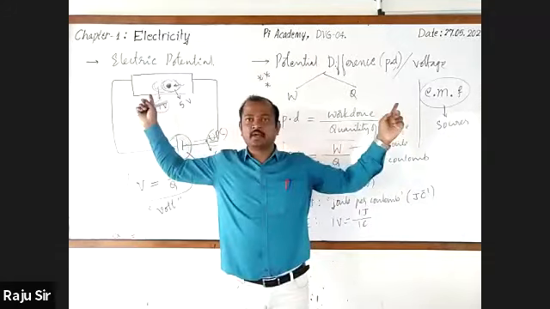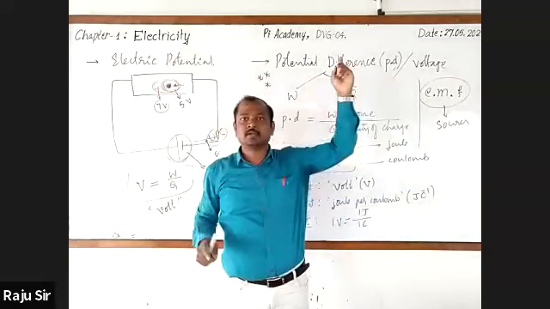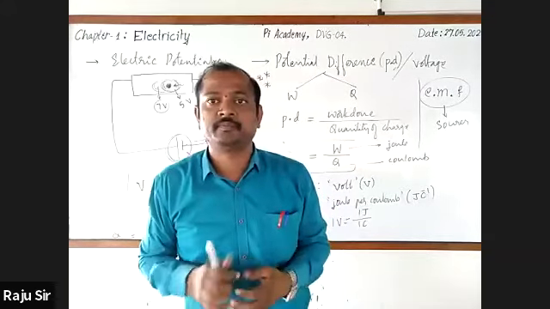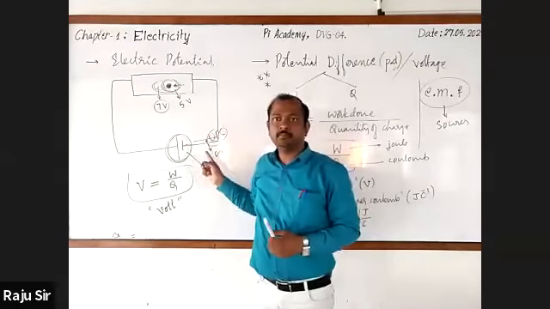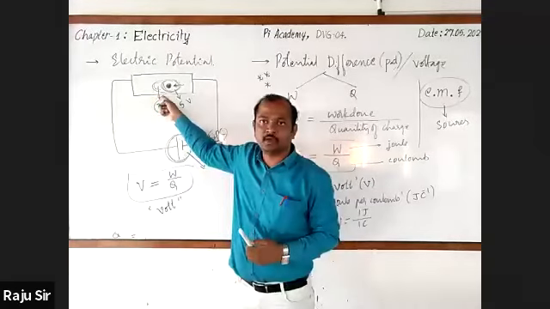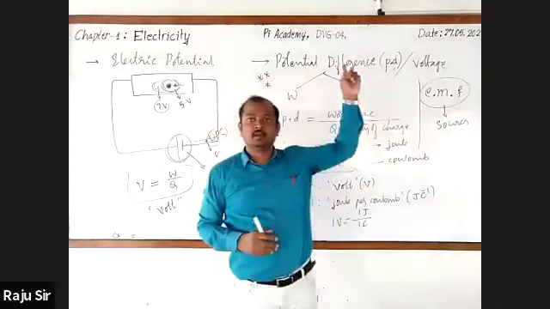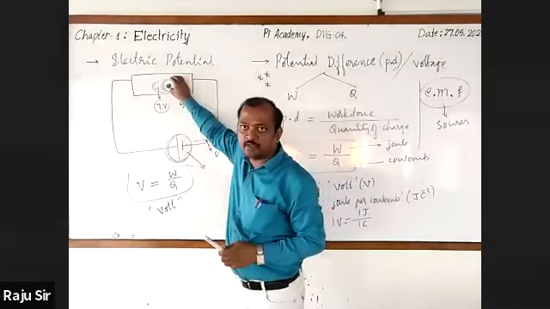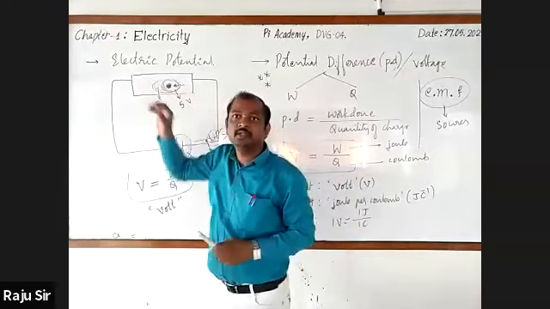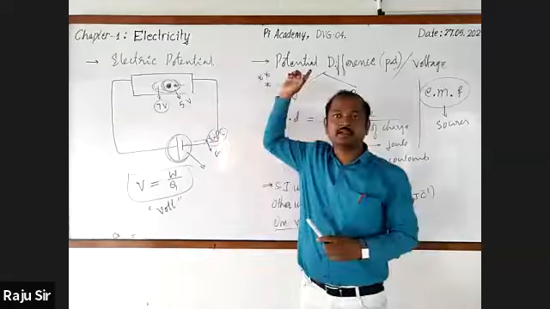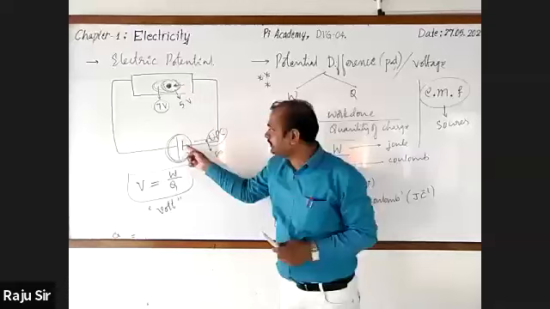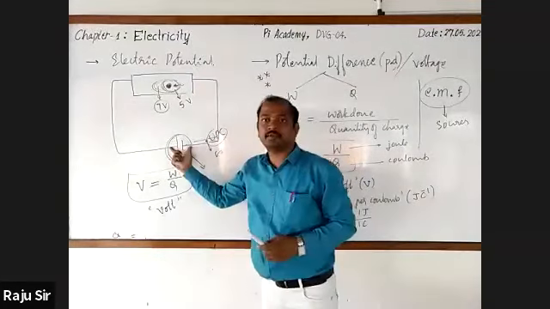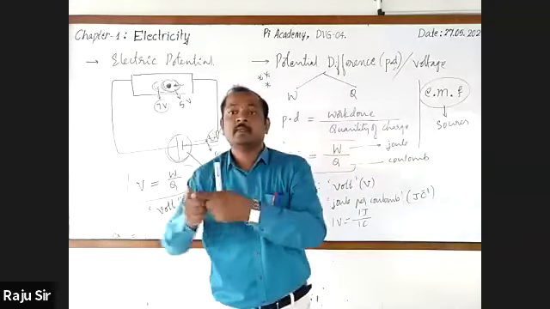Dear students, now we have come across three important terms. One is electric potential, second is potential difference, and third is electromotive force. Tell the definitions in your mind along with me. Electric potential: the work done in bringing a unit positive charge from infinity to the given point in an electric field is called electric potential. Potential difference: the work done in moving a charge particle from one point to another point in an electric field is called potential difference. The energy required to maintain the constant potential difference between the ends of a conductor is known as electromotive force. Understood? So these three terms constitute electric current.